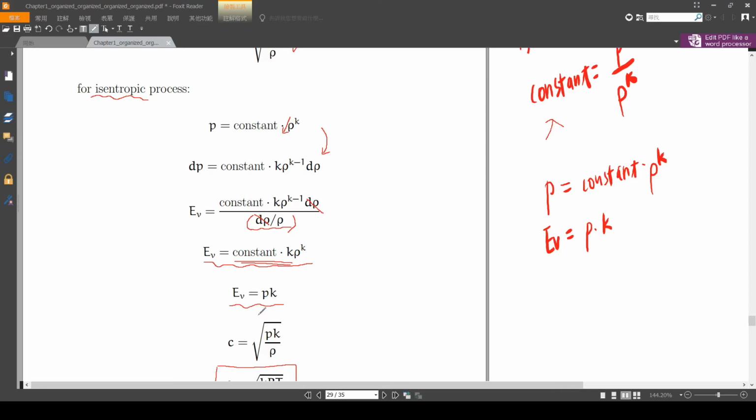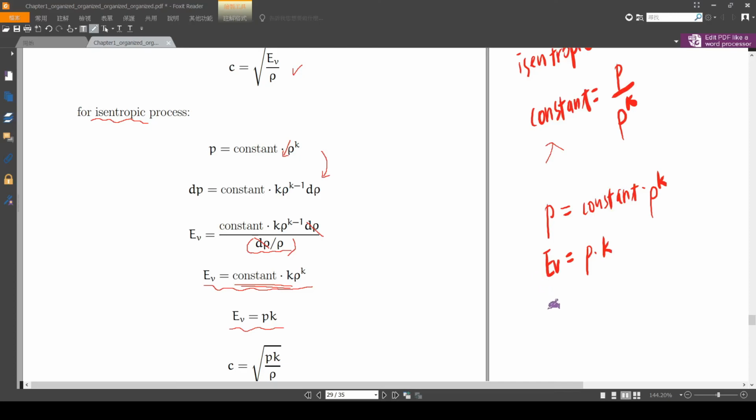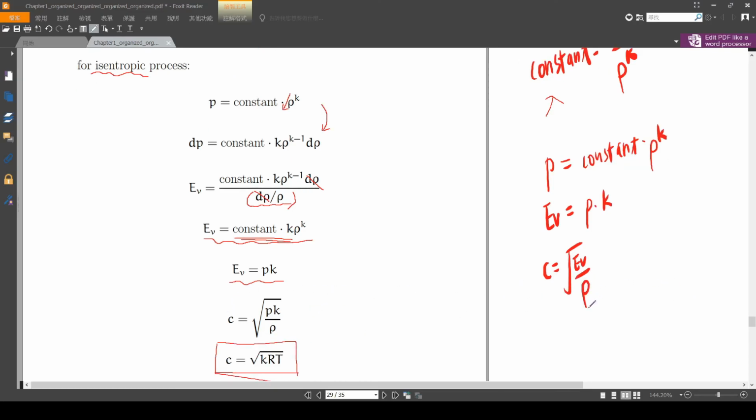So if it becomes p times k, then back to our definition of the speed of sound, c is equal to the square root of the bulk modulus divided by the density. So bring back, substitute this bulk modulus, you will get the rho^k. C is equal to... I'm sorry, this is a P, this is a P, okay.